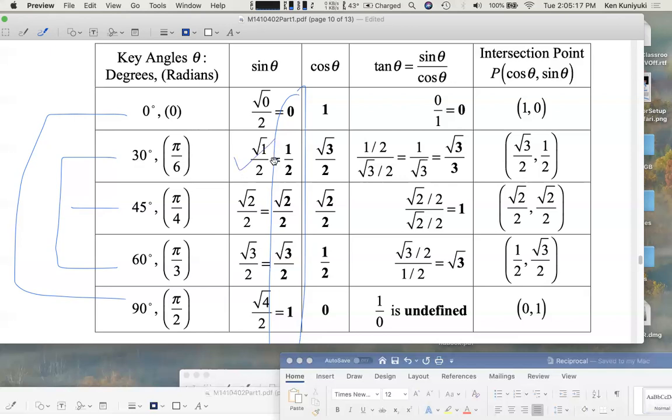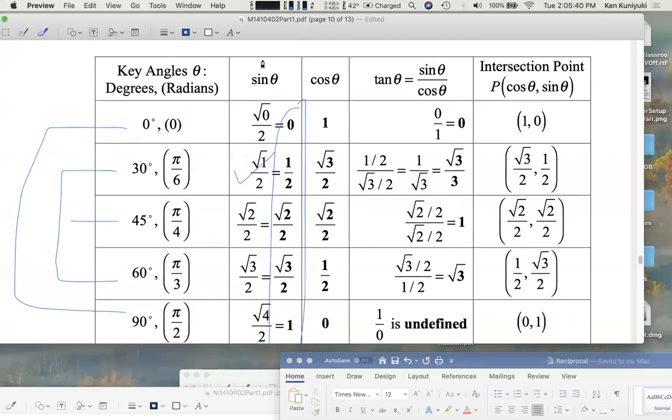So if a physics professor asks you, and I've heard this done before, what's the sine of 30 degrees? It is 1/2. That's a good thing to remember. Sine of 45 degrees is root 2 over 2. Sine of 60 degrees is root 3 over 2. Sine of 90 degrees is 1.